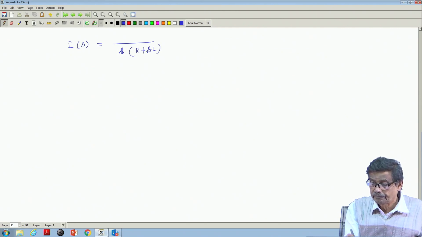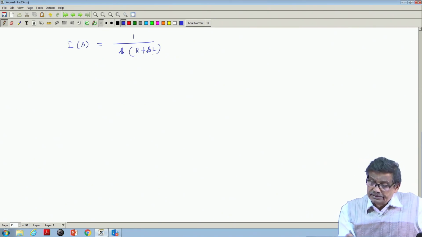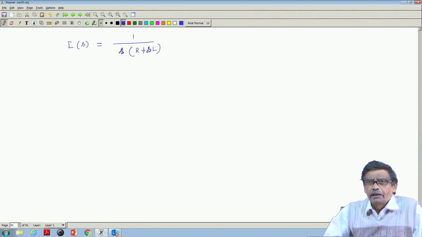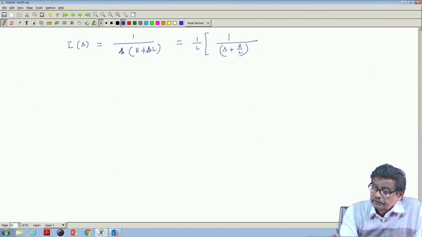Is it not? This is the thing, and by 1. Now, in the Laplace transform, the formulas we know are S plus something, not 2S. So this L you take common. So I will take common of L. So 1 by L you take common, and then it will look like 1 by S plus R by L into S, is it not? This will be the thing.